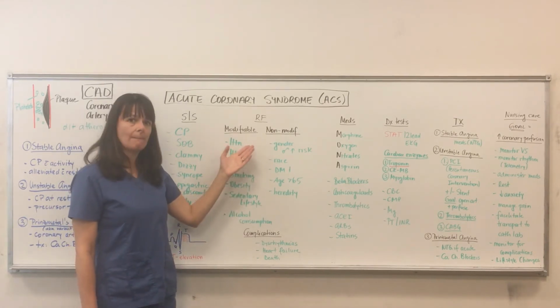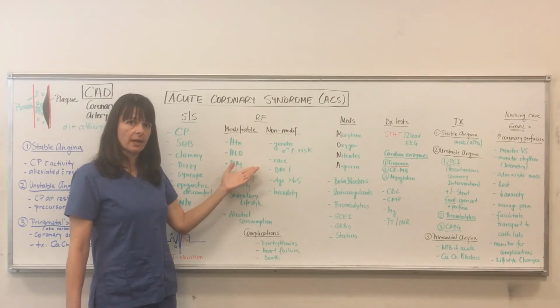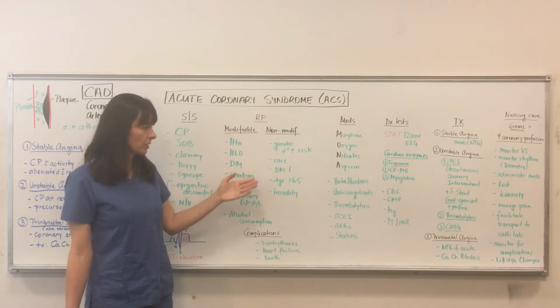So gender, male patients are at higher risk for myocardial infarction. Race. Diabetics type 1, it's an autoimmune disease, so they can't really change that.